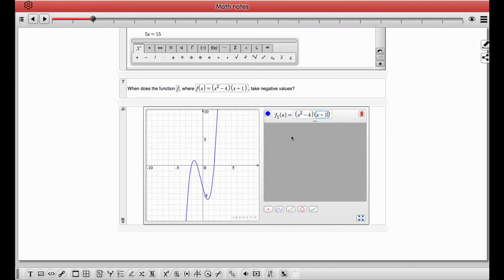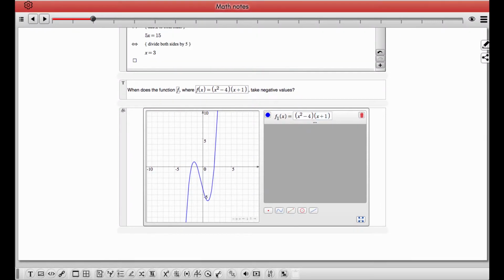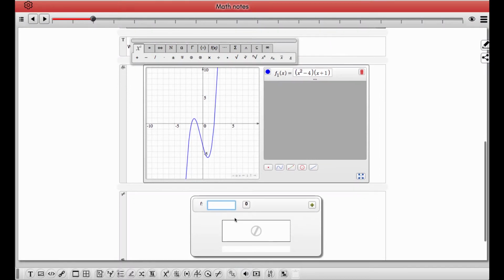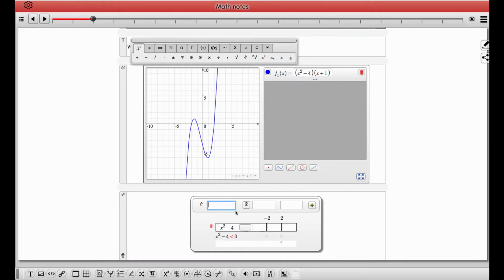We could also study the behavior of this function using the sign chart tool. Let's try it. The expression for the value of the function is factorized, so we can easily study the factors. We take the first factor, x to the power of 2 minus 4. It has 2 zeros. And then we take the other factor, x plus 1. It has only 1 zero.